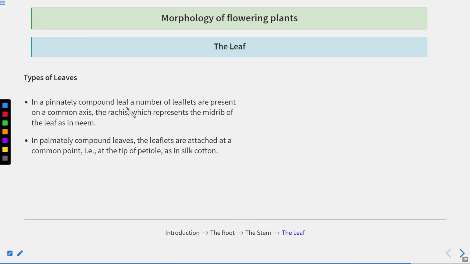So in a pinnately compound leaf, a number of leaflets are present. They are having a number of leaflets on a common axis, the rachis, which represents the midrib of the leaf, as we can see in the case of neem. So this is called the rachis. This is not a midrib, this is the rachis.